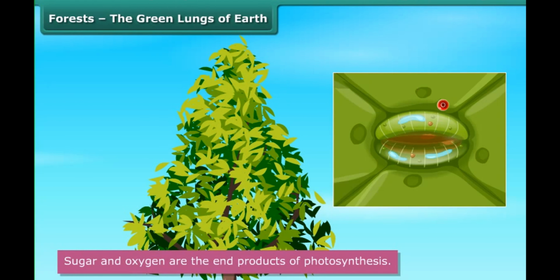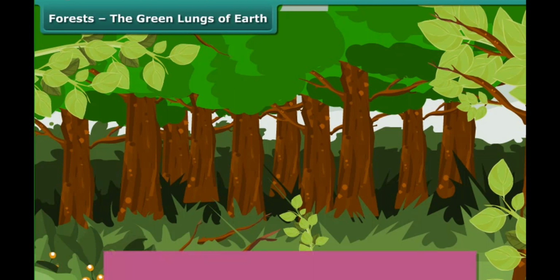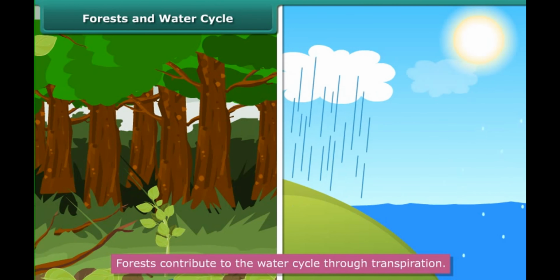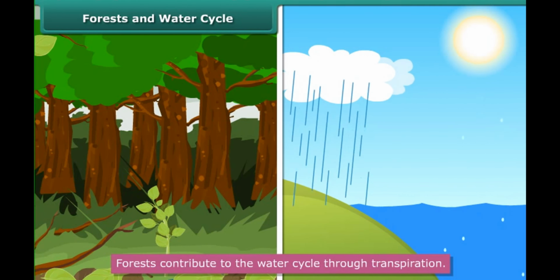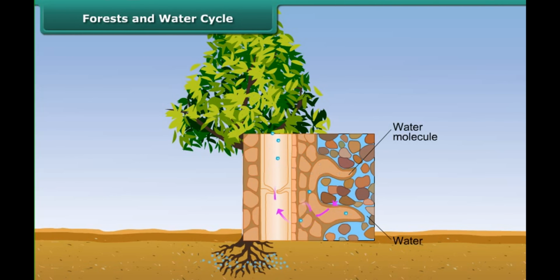Sugar is transported to the rest of the plant. Oxygen is released into the air and used by human beings and animals in respiration. That is why forests are called the green lungs of the earth. Forests play an important role in the water cycle as well. They contribute to it through transpiration.